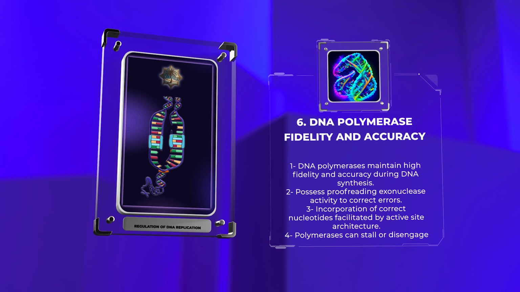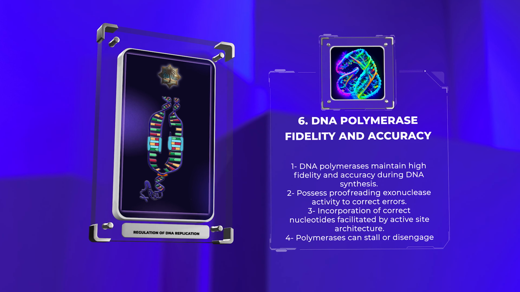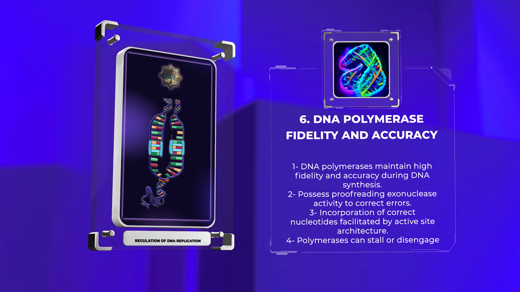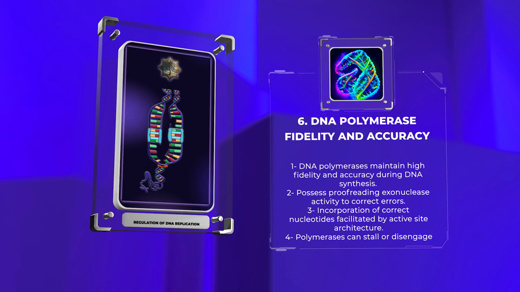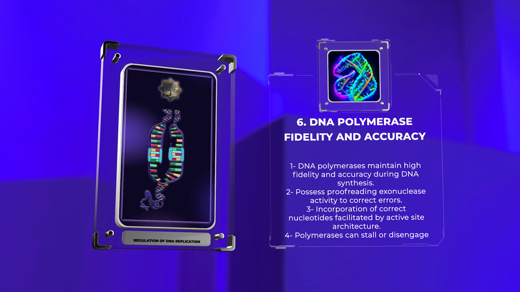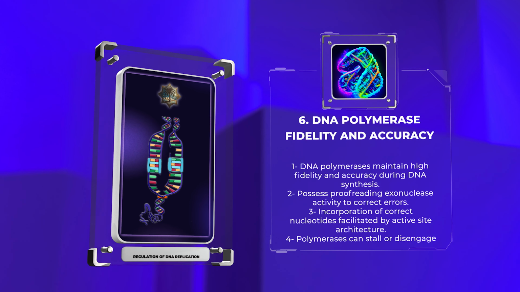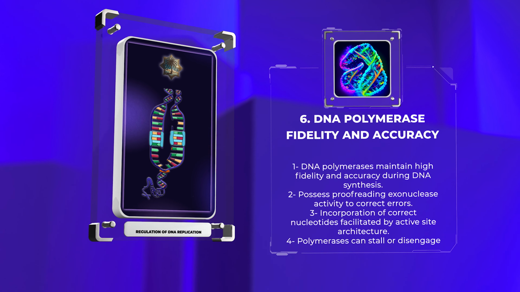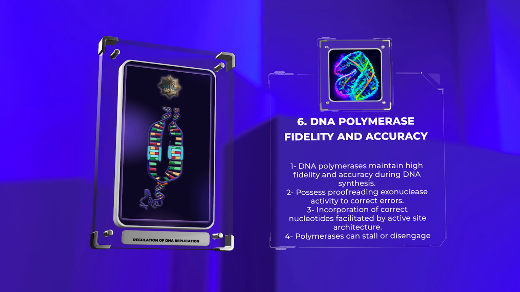DNA polymerases possess a proofreading exonuclease activity that enables them to identify and correct errors made during DNA synthesis. Additionally, the incorporation of correct nucleotides is facilitated by the precise active site architecture of DNA polymerases. Certain DNA polymerases can also stall or disengage from the DNA template in response to DNA damage or other replication blocking events, ensuring the fidelity and accuracy of DNA replication.